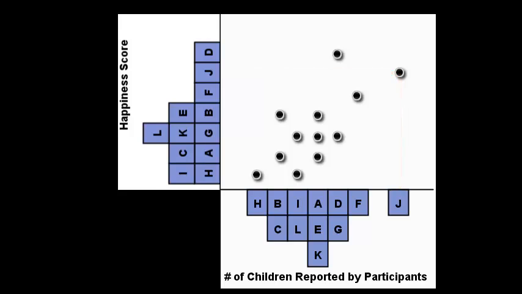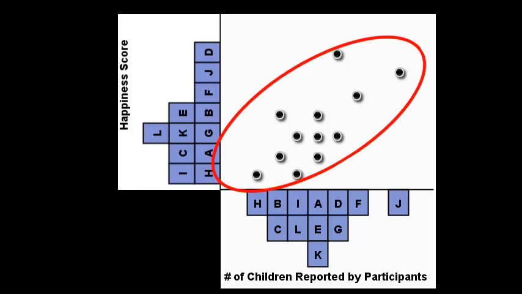As a whole, we can estimate the direction and the strength of the relationship between happiness scores and number of children. In this example, there is an upward trend, such that greater numbers of children are associated with higher happiness scores, and having fewer children is associated with lower happiness scores. While this is not a perfect relationship, there is a clear positive trend in the data.